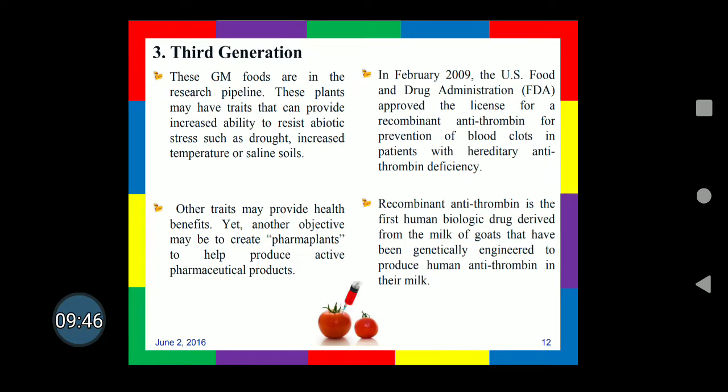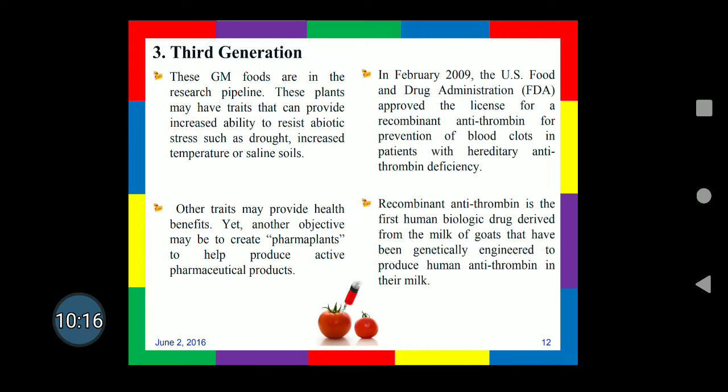The third generation crops, these genetically modified foods are in the research pipeline. These plants have traits that could provide increased ability to resist abiotic stress such as drought, increased temperature, or saline soils. The other traits provide health benefits. Yet another objective may be to create farm plants to produce pharmaceutical products.